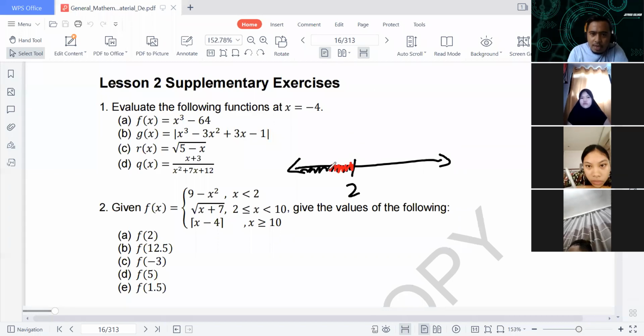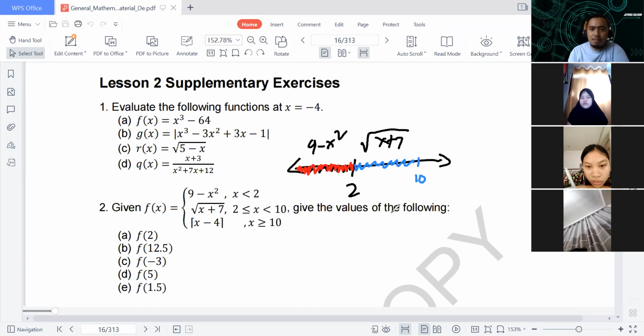If the value of x is less than 2, then you will use 9 minus x squared. And if the value of your x is between 2 and 10, then you will be using the square root of x plus 7.